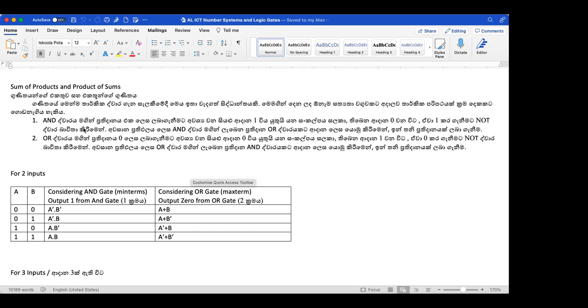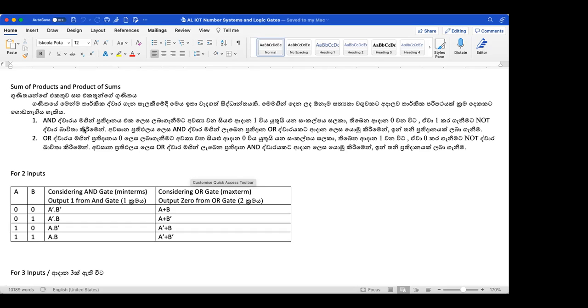But can you see, if both inputs are 0, what can we do? In order to convert 0 to 1, we have a mechanism, which is using the NOT gate. If A is 0, using a NOT gate, A' will become 1. If B is 0, using a NOT gate, B' will become 1. So both zeros will become 1. By doing that, we can get 1, 1 for A', B'.